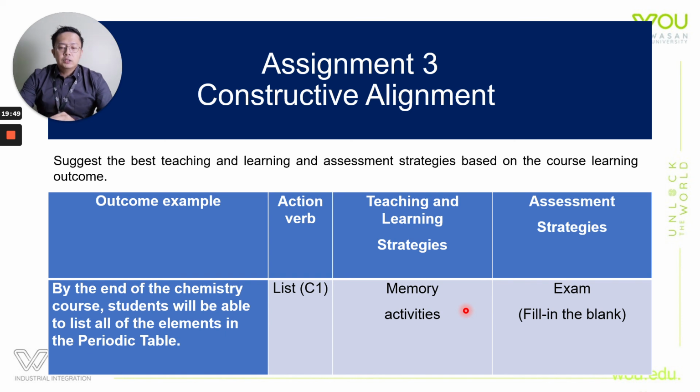So how do you assess their learning over here? You can use an exam, and then you can further specify what kind of question you set. Fill in the blank. For example, you come up with a periodic table with some empty spots, and ask the students to fill in the spots accordingly, so that they are able to list all the elements in the periodic table. So this is how the teaching and learning strategy and the assessment strategy can be well aligned with the course learning outcome based on a learning domain.